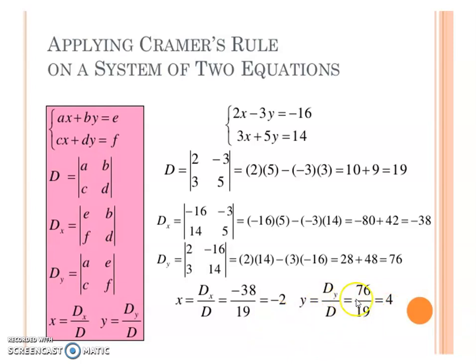So we put the x and y values in this equation, and we must derive the answer 14. Let's check. 3 into minus 2 is minus 6. 5 into 4 is 20. 20 minus 6 is 14. You derive the right values of x and y from the system of two equations with two variables by applying Cramer's rule.